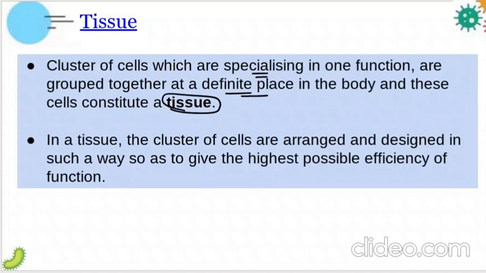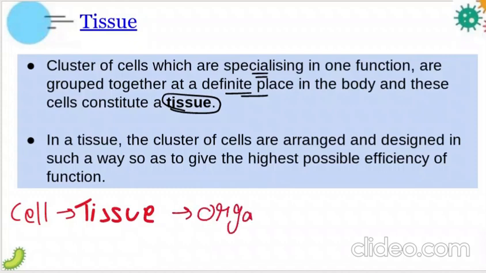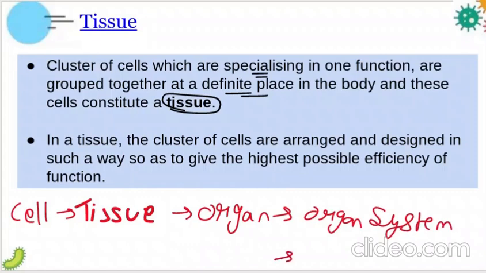So basically in the human organizational body, we have cells. Cells make up the tissue, isn't it? Then many tissues come together and make an organ. Then many organs come together and make an organ system, isn't it? And at the end all the organ systems come together and make an organism. So basically, in the tissue, the cluster of cells are arranged and designed in such a way so as to give the highest possible efficiency of function.